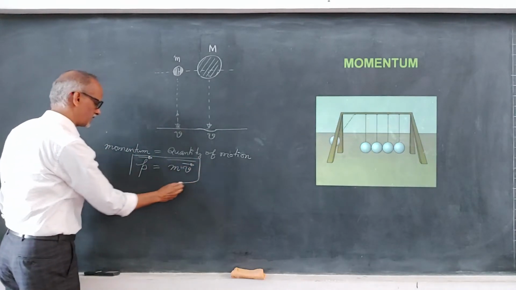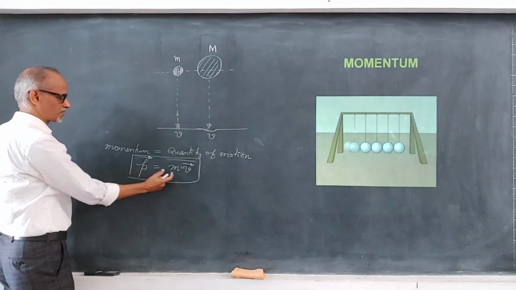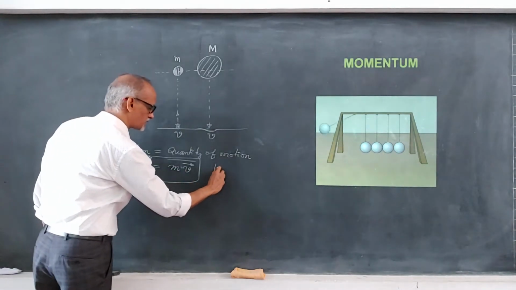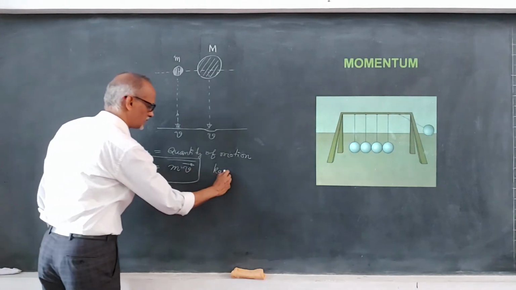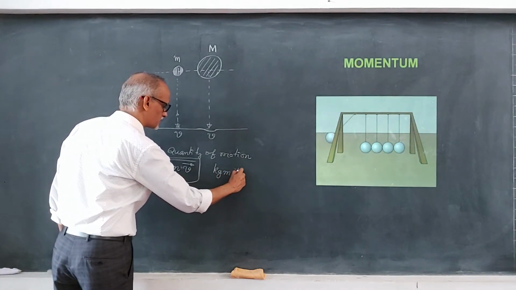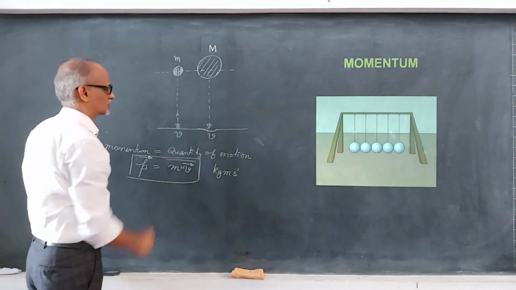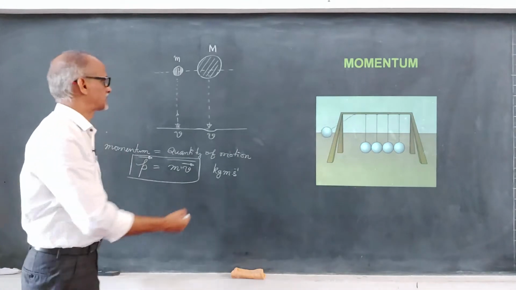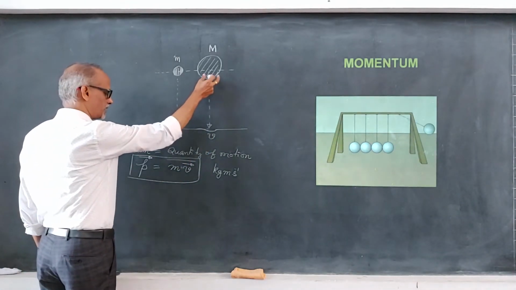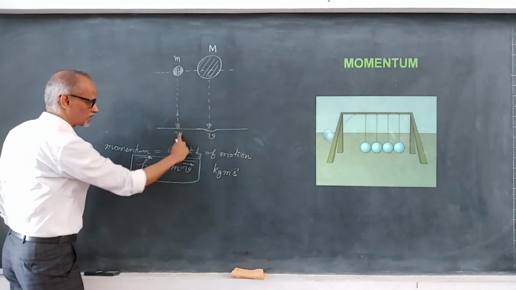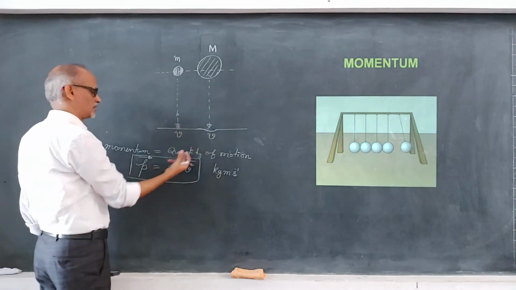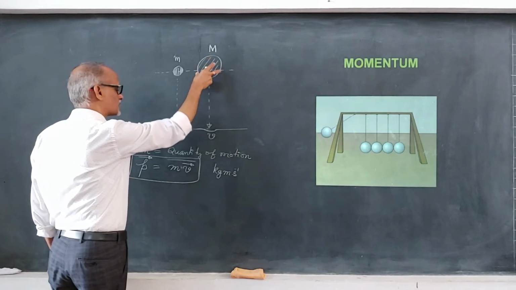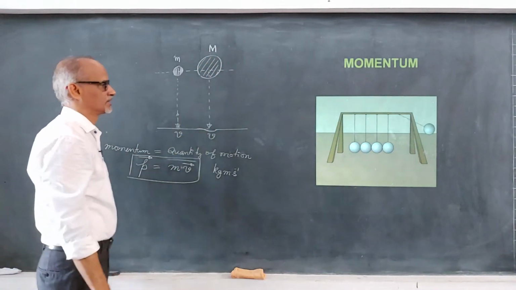So, how do we mathematically measure the momentum? Momentum is the product of mass and velocity. Mass is measured in kilogram, velocity in meter per second. Therefore, in this illustration, which body has more momentum? Obviously, the shot put. Why? Because of more mass, and velocity is the same for both. That is why we say that the momentum of the shot put is more, and that is why it causes more damage.